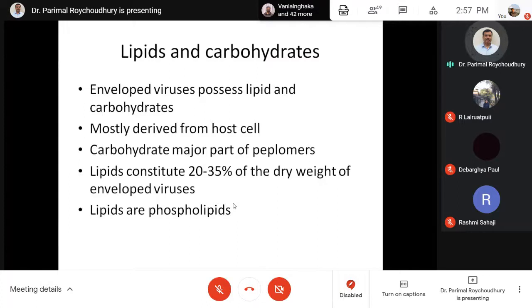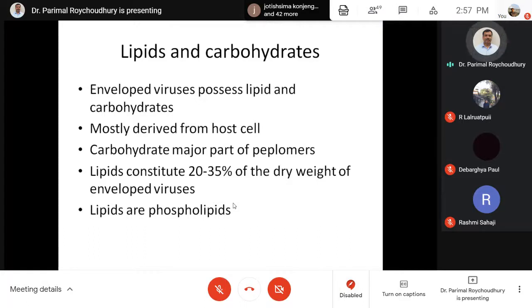And those enveloped viruses will simply carry the cytoplasmic membrane of the host cell. However, at the same time, there are certain viruses which will come out from the Golgi apparatus or from the nuclear membrane. As a result, they will acquire the nuclear membrane or Golgi membrane.